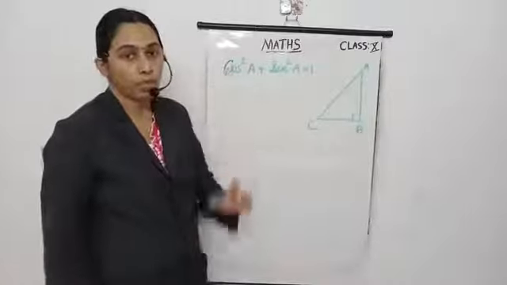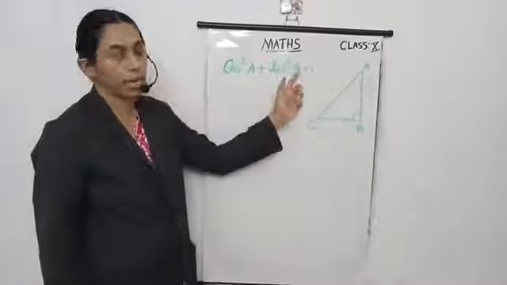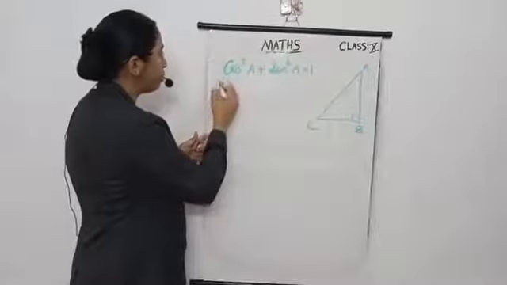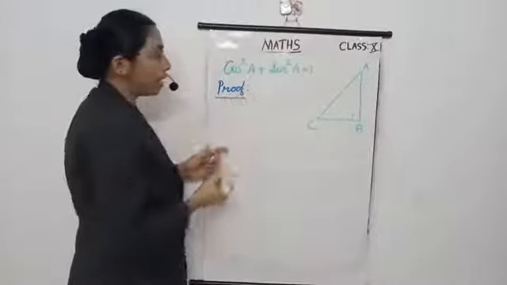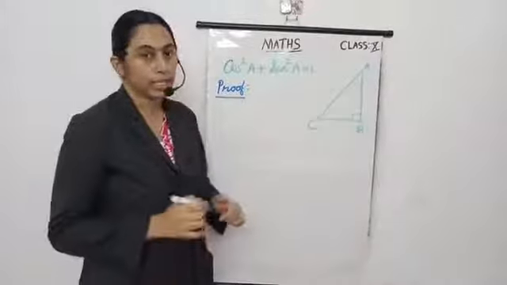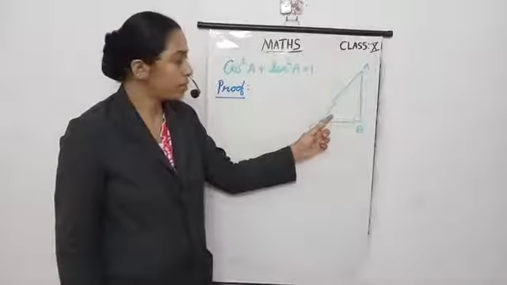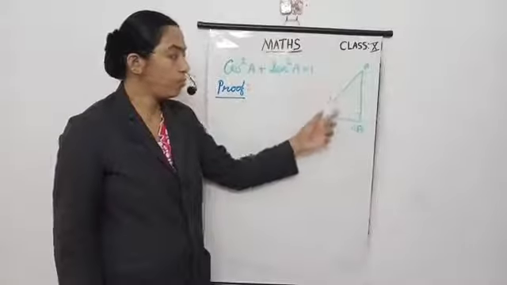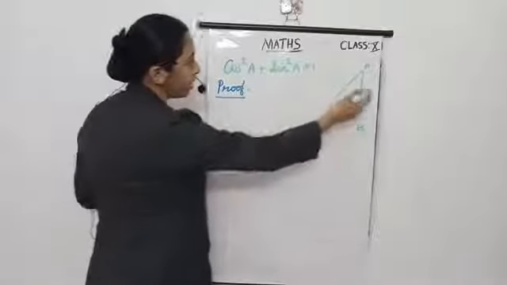So you must learn by heart this cos square A plus sin square A equal to 1. We need to find its proof also, so I am going to explain its proof. Listen here. Here is a right triangle with angle B 90 degrees. You know the Pythagoras theorem, so first write that Pythagoras theorem.